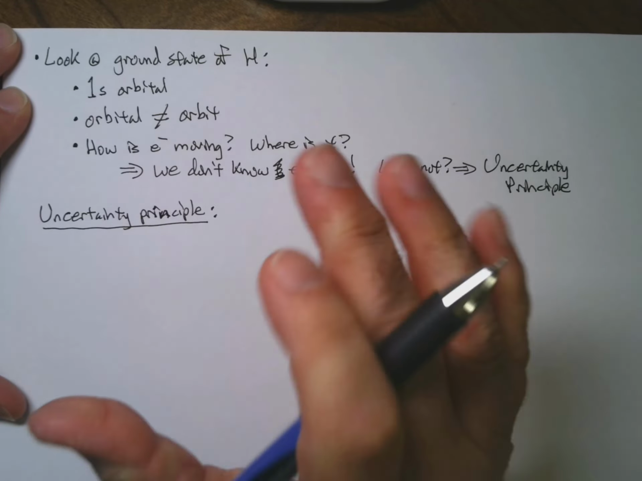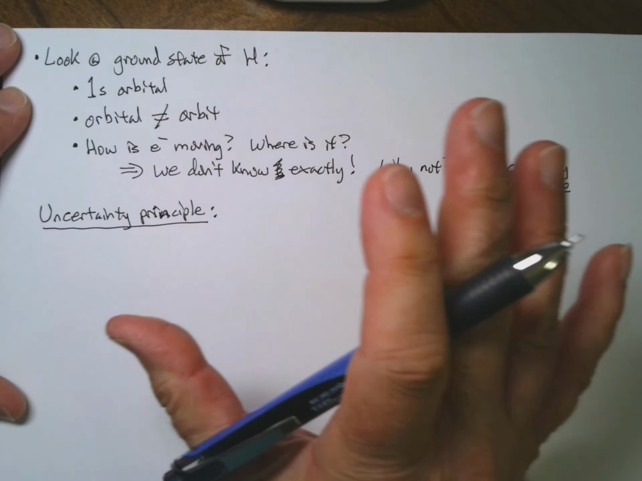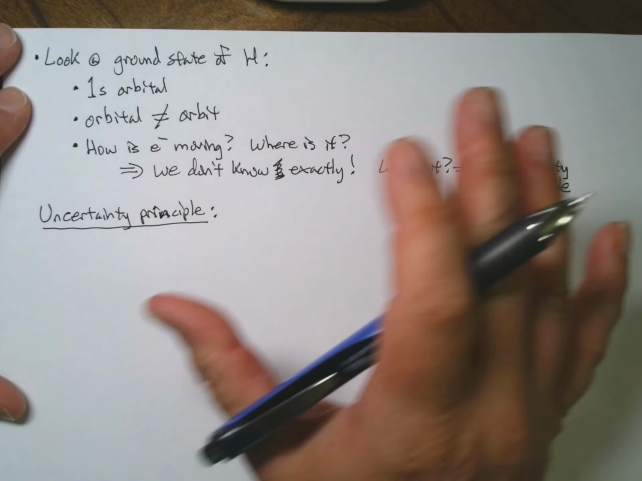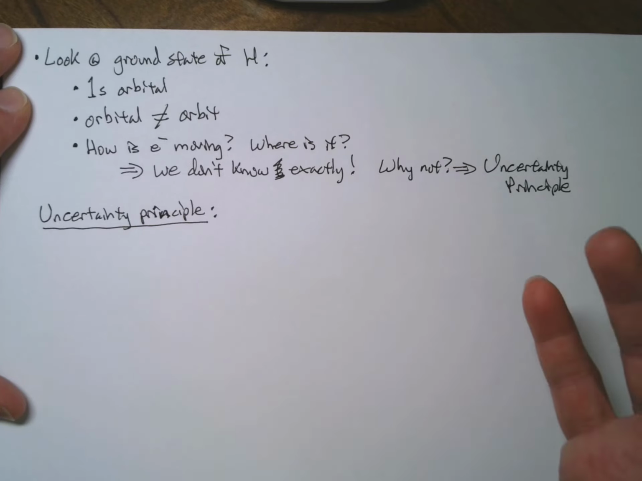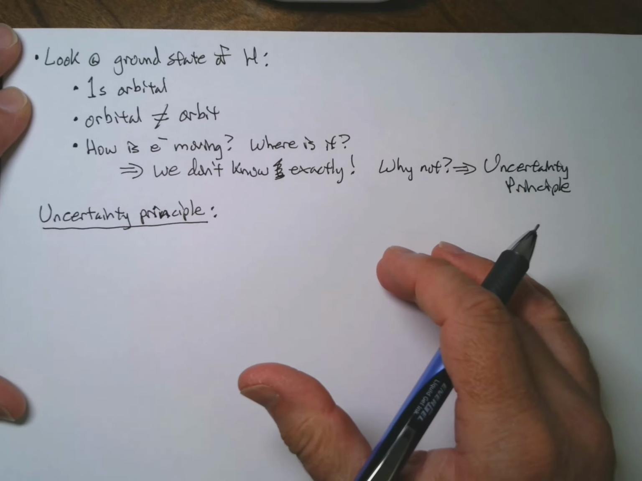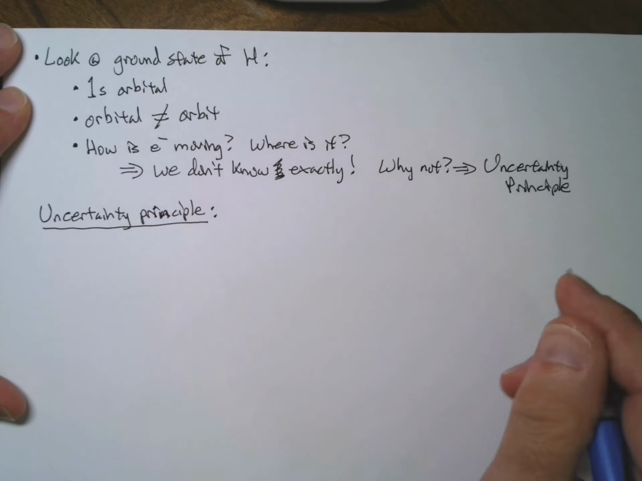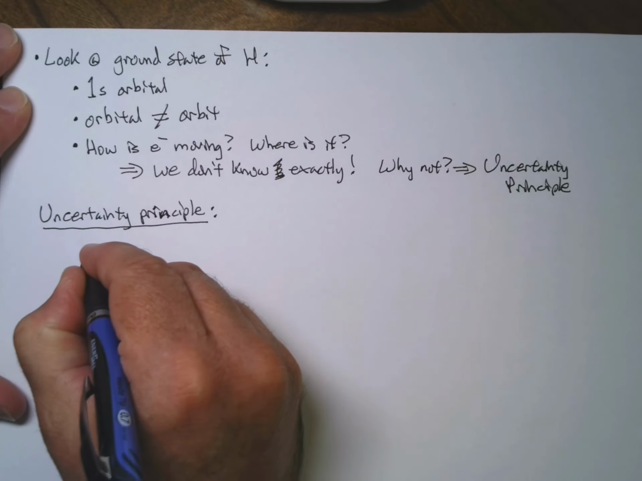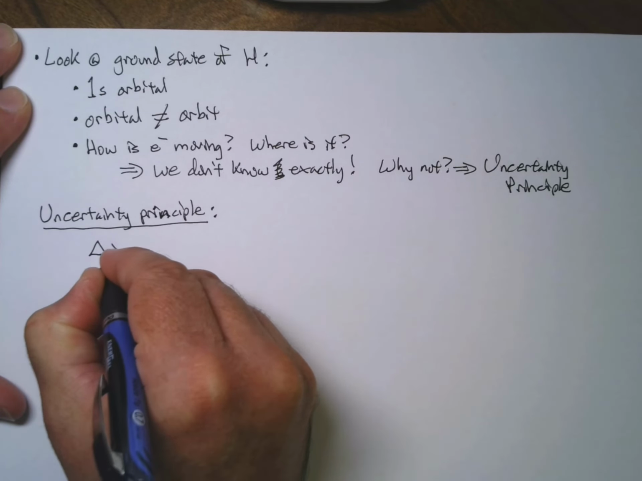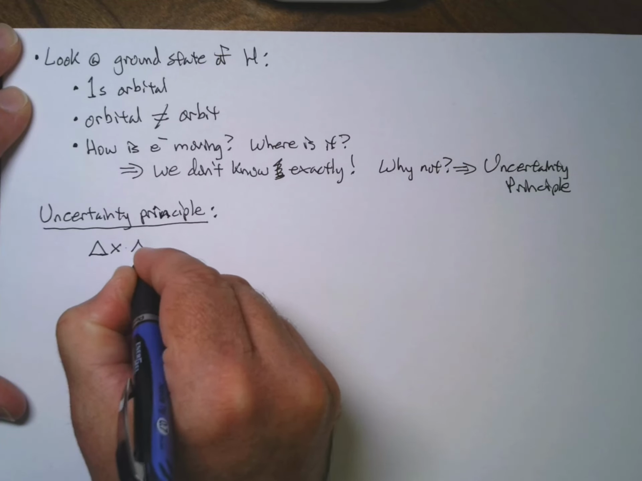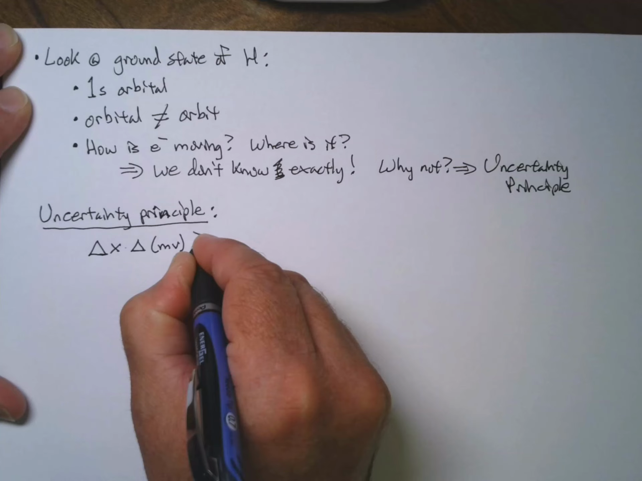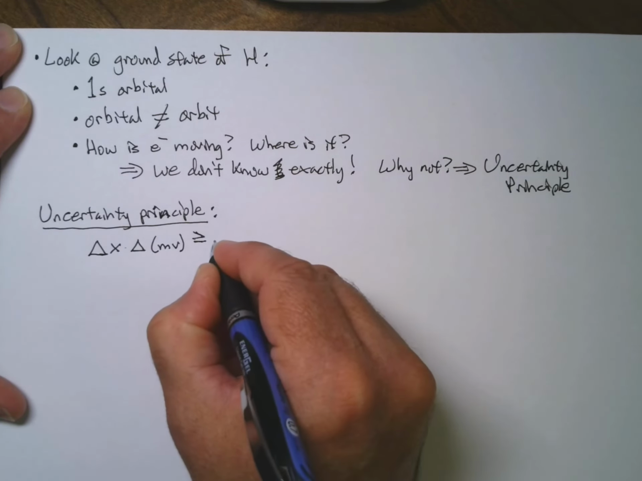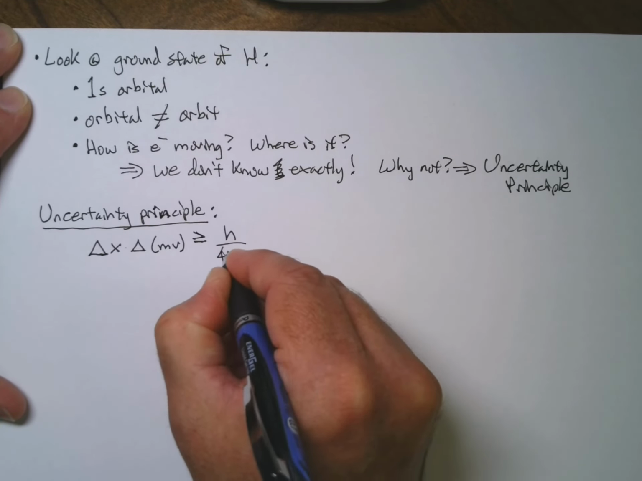And what Heisenberg discovered was that there's a fundamental physical limitation to the precision with which we can measure both the position and momentum of a particle at a given time. So mathematically, we can express it as delta x times delta mv is greater than or equal to h over 4 pi.